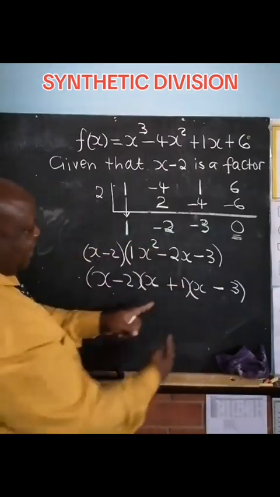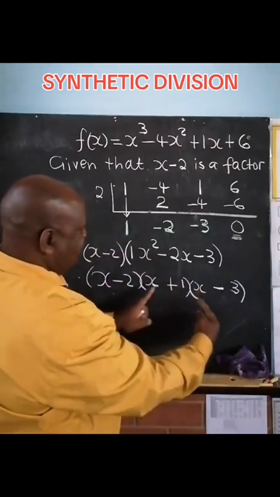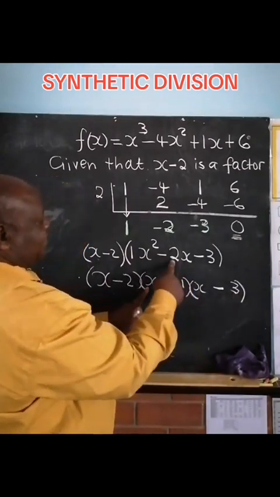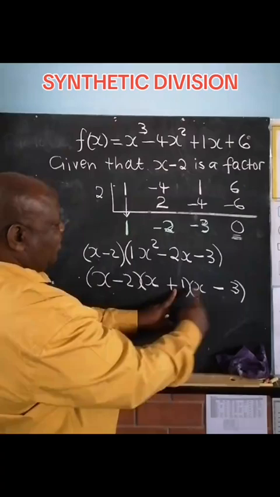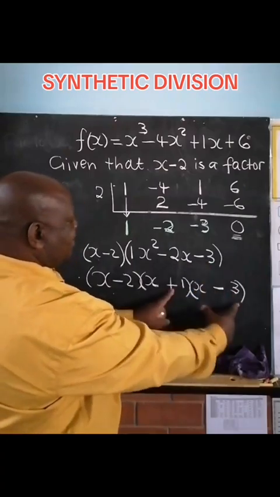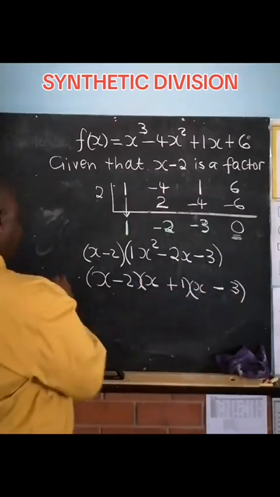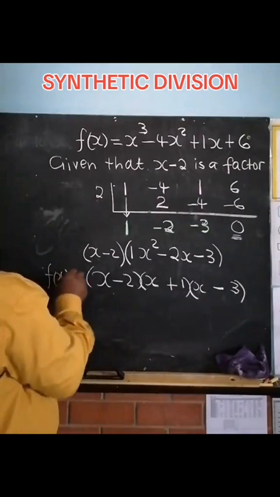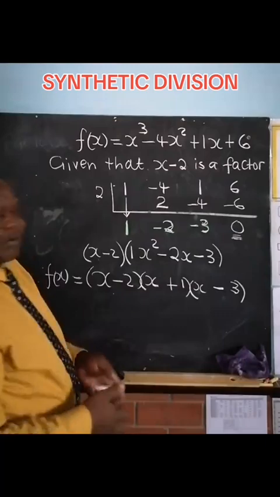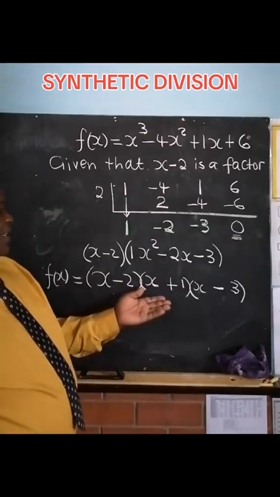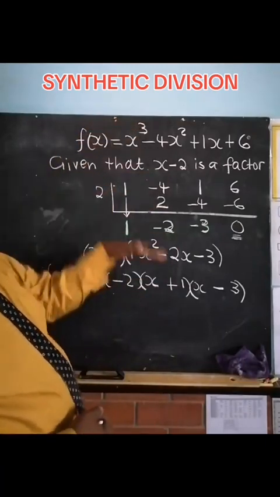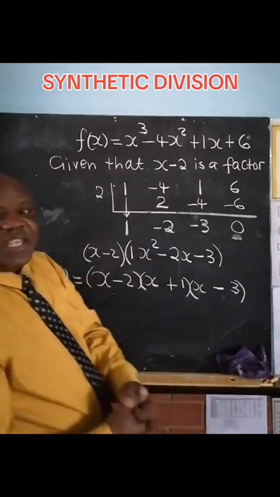Let's have a quick check. This is 1x minus 3x, which is negative 2x. A positive 1 times minus 3 gives us negative 3, so this is the correct factorization. So the function f of x can be factorized completely like that. This is what we call synthetic division. Thank you very much.